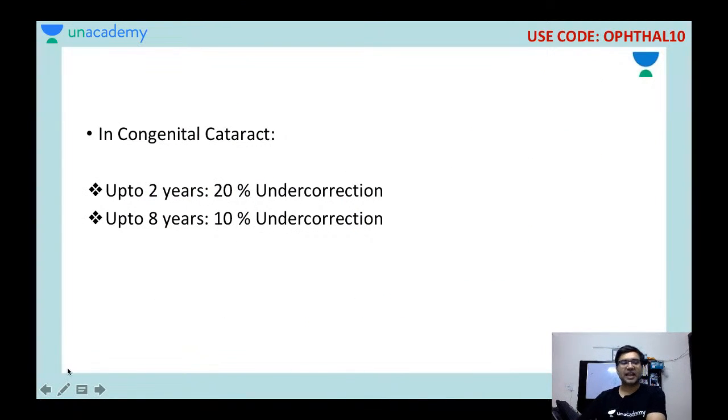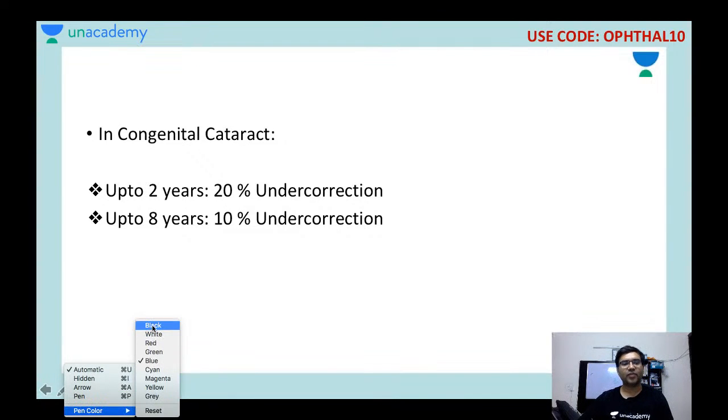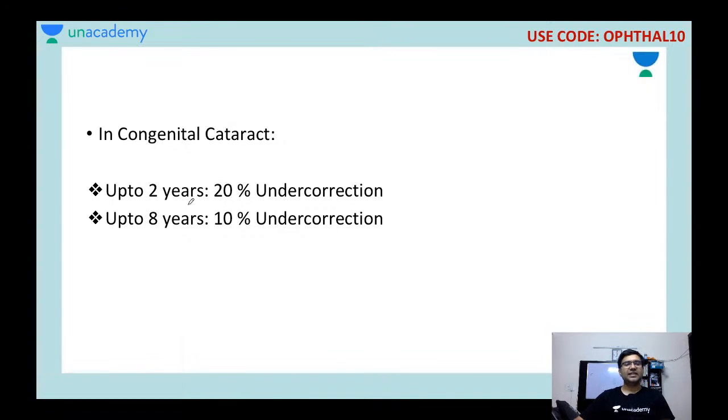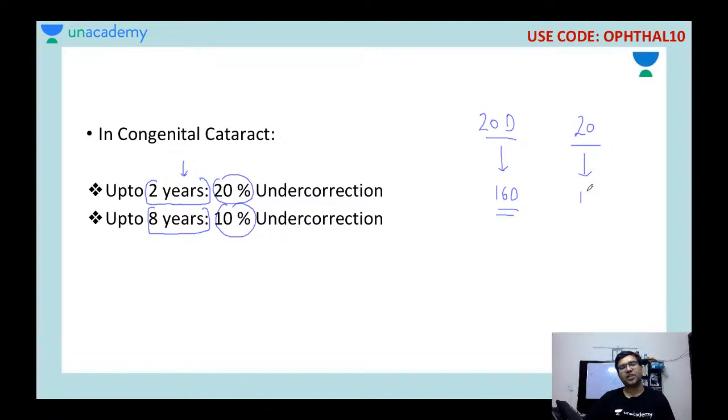Then if you have a congenital cataract, and you have to give the power of the intraocular lens, if the patient is less than 2 years of age, then you would give a 20% under correction. If the patient is less than 8 years of age, then you would put a 10% under correction. What this actually means, let's say the SRK formula is calculating the IOL power as 20 diopter. So up to 2 years, you would do a 20% under correction, so you would give a 16 diopter there. If the patient is, let's say, 6 years of age, then you would give a 10% under correction, so you would give an 18 diopter.